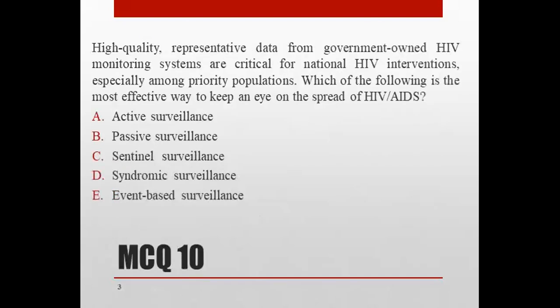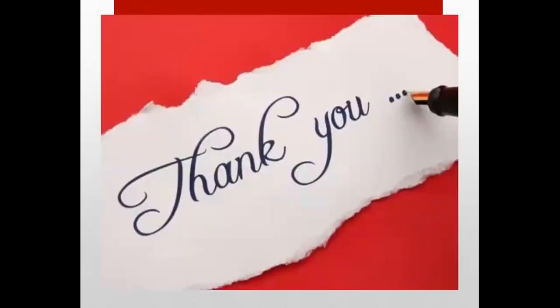MCQ 10. High quality representative data from government owned HIV monitoring systems are critical for national HIV intervention, especially among priority populations. Which of the following is the most effective way to keep an eye on the spread of AIDS? Alpha, active surveillance; beta, passive; C, sentinel; delta, syndromic; E, event based surveillance. What will be the correct option? C will be the correct option, sentinel surveillance. As I already mentioned in my presentation, for diseases which are mostly underreported, for example AIDS, the WHO and CDC recommend using sentinel surveillance. Therefore, C will be the correct option. This is the key of my MCQs, and thank you.